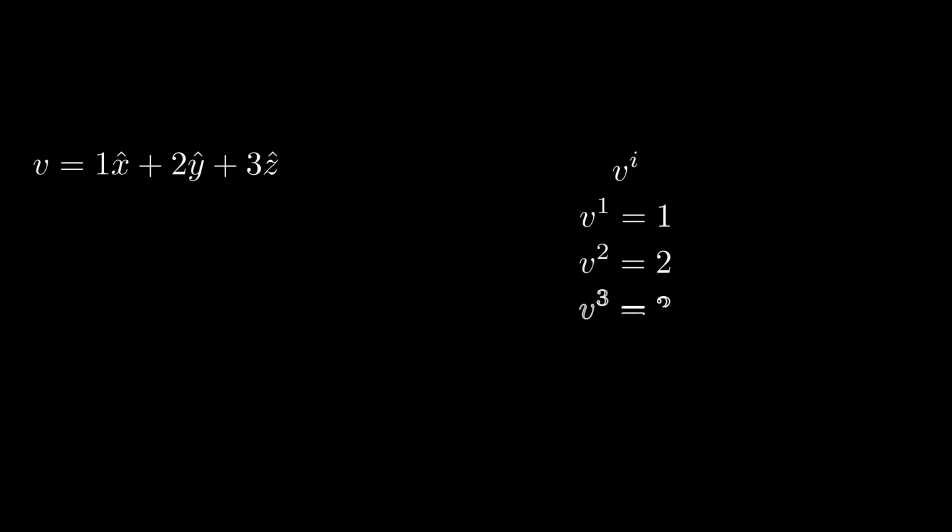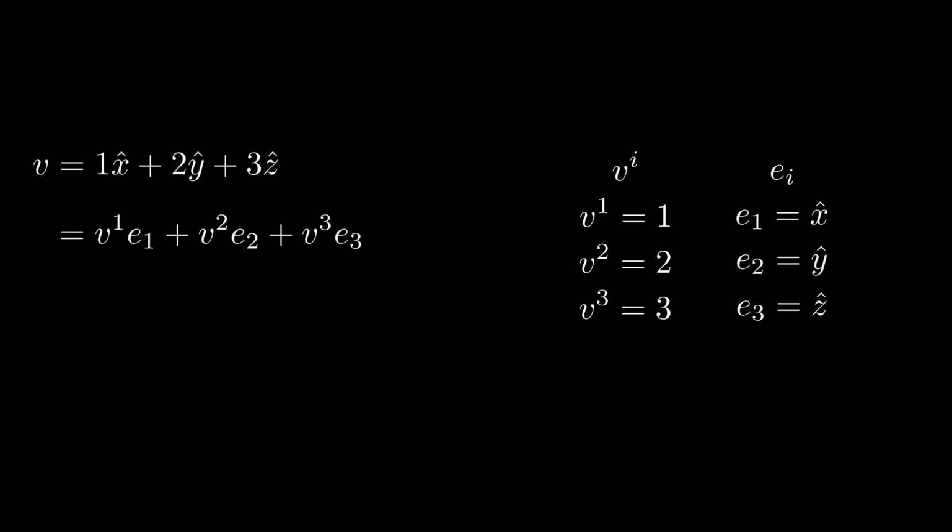Let us now talk about Einstein notation. Suppose we have a regular vector v in Cartesian coordinates. Representing the components as v with a superscript and the basis vectors as e with a subscript lets us write the vector in terms of v^i and e_i. This is represented by a sum over i from 1 to 3.